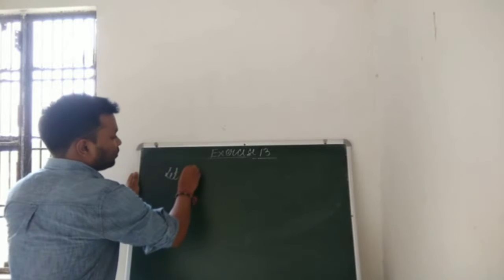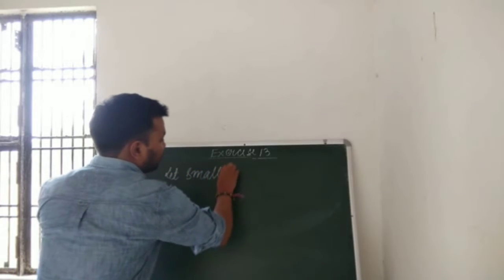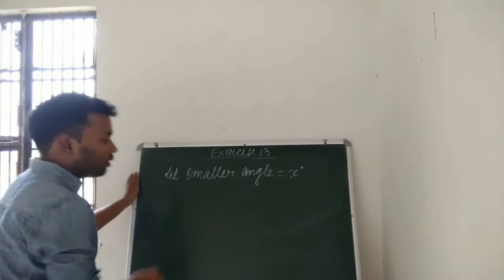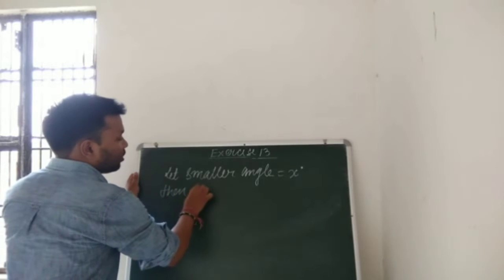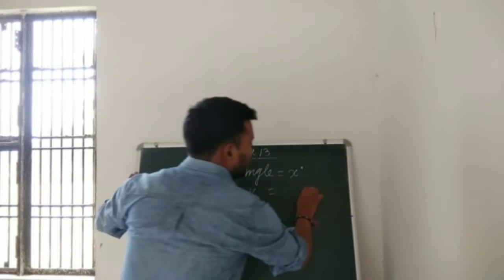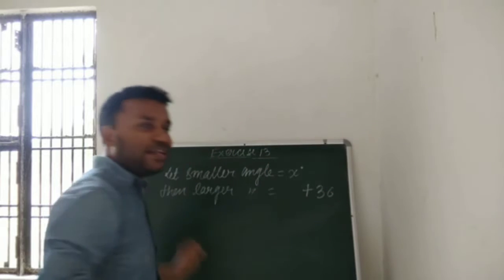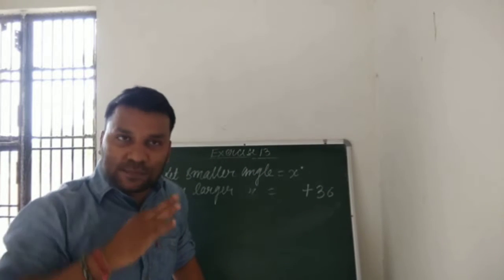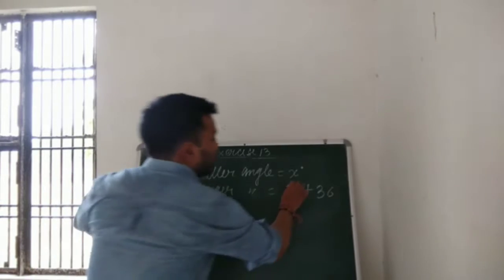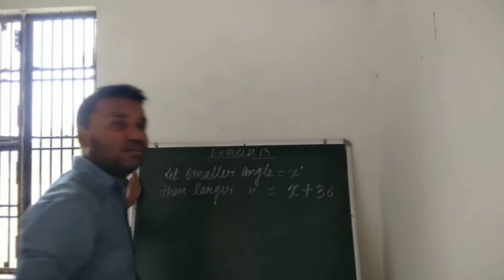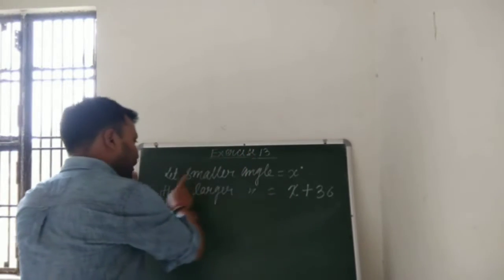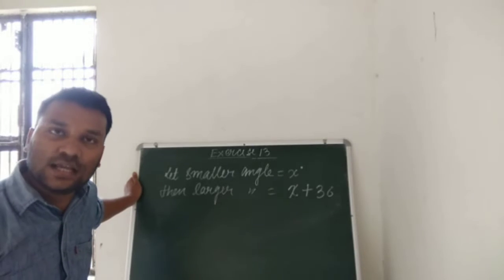Let the smaller angle be equal to x degree. Then according to the question, the larger angle will be, because the larger angle is 36 more. What is the meaning of 36 more? More means plus. 36 more means plus 36, 36 more than the smaller angle. So the smaller angle was x. That is why our larger angle will be x plus 36.